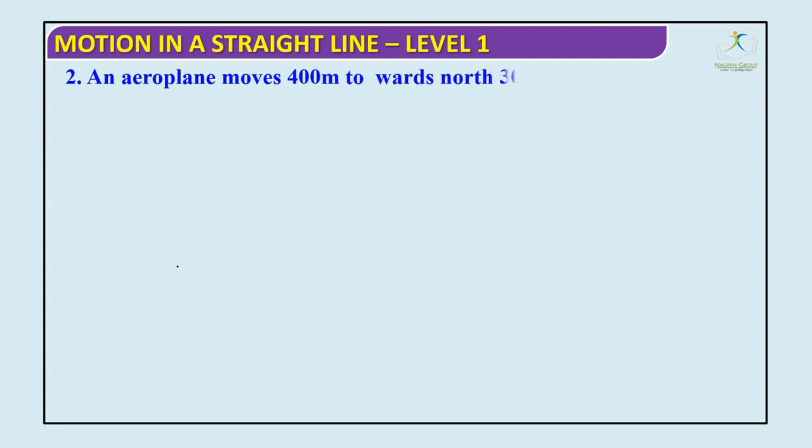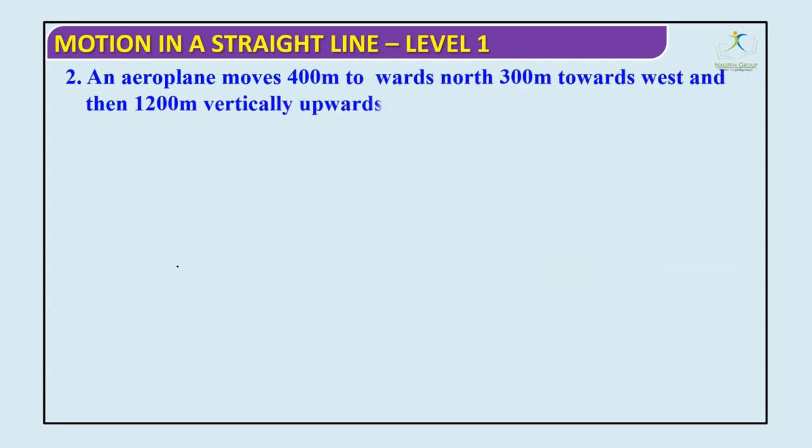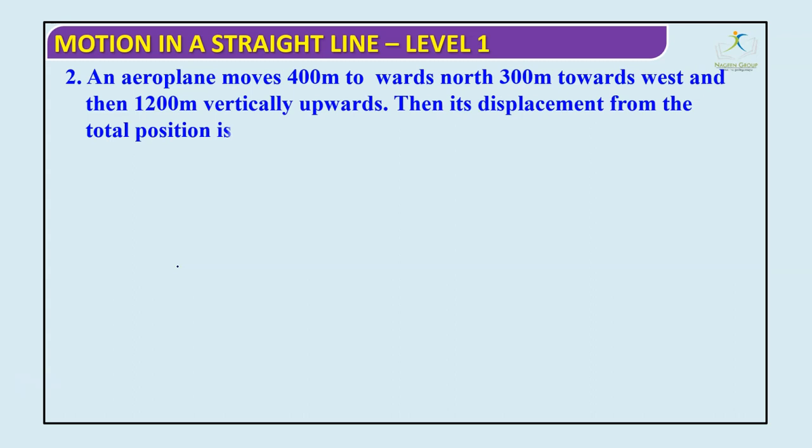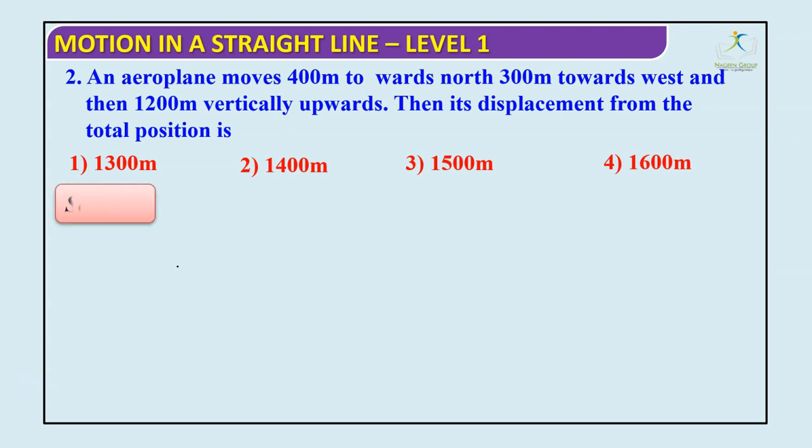Next question is, an aeroplane moving 400 meter towards north, 300 meter towards west, and then 1200 meter vertically upwards. The displacement from the total position is 1300 meter, 1400 meter, 1500 meter, or 1600 meter.